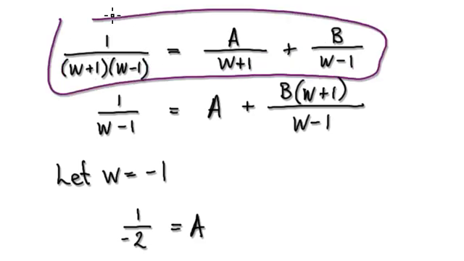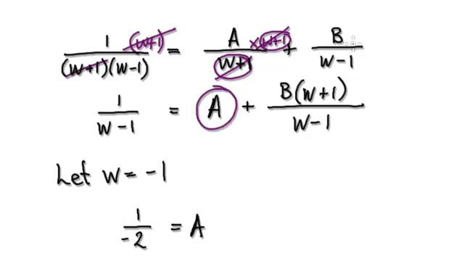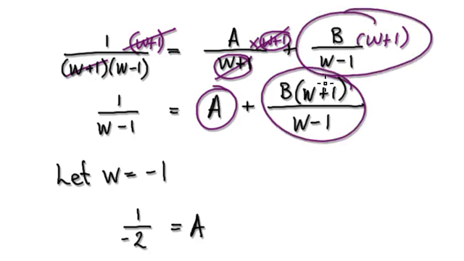Now from here, times everything by w plus 1. Okay, so when you times this by w plus 1, this will cancel out with this. Times this by w plus 1, so these two will cancel out, leaving you with A. Times this by w plus 1, it can't really cancel out. So this whole thing here will then become this.